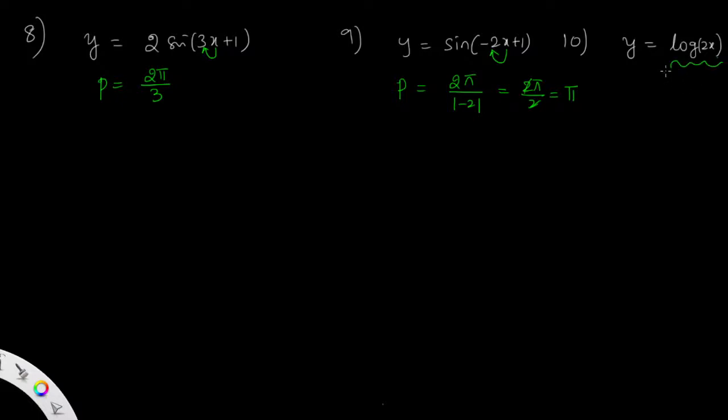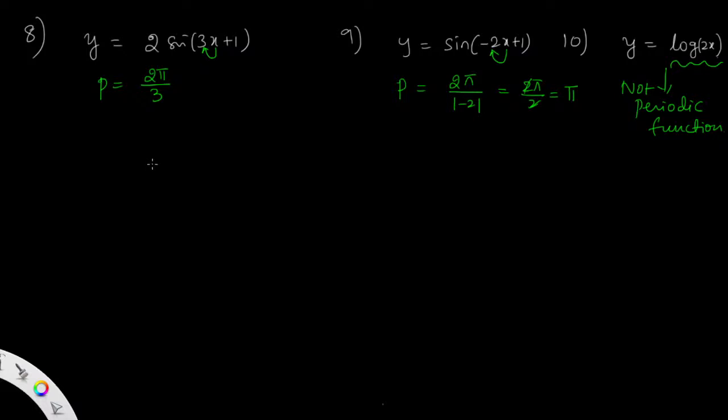Log of 2x is not periodic. Only the logarithm function, so it is not a periodic function. The log of 2x will give some value, but it is not repeating, so it is said to be not periodic. Only trigonometric functions can be periodic, not algebraic functions. For the 10th one, that function is not periodic; it is a logarithm function. Logarithms are not defined as periodic functions.